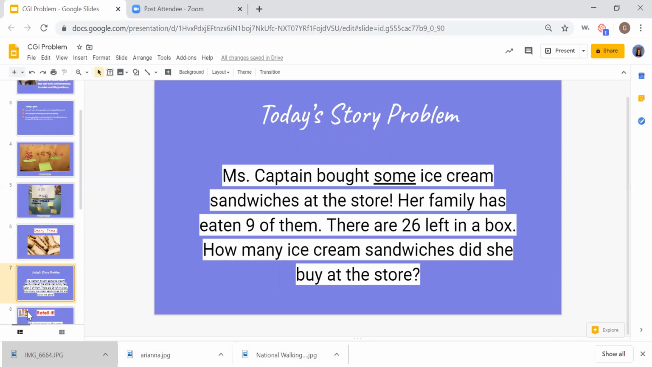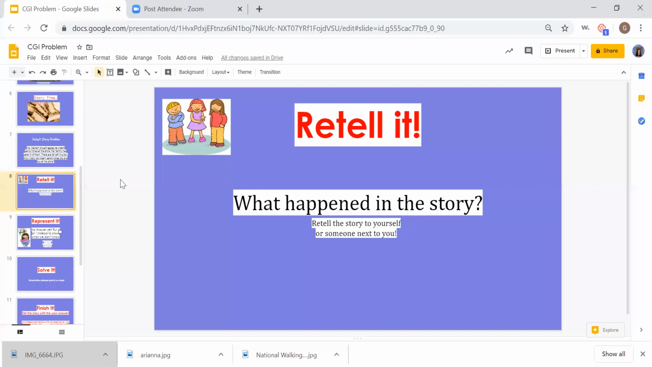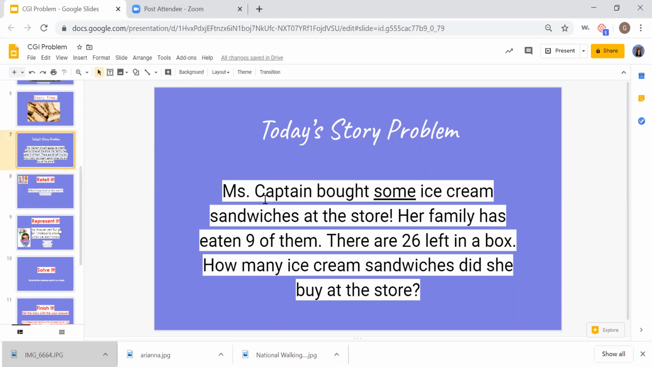Take a moment, and it's time to retell it. So what happened in the story? Retell the story to yourself or to someone next to you if you have someone working with you. Pause the video while you retell it. All right, so now that we've retold the story, I'm going to say it one more time. Miss Captain bought some ice cream sandwiches at the store. Her family has eaten 9 of them. There are 26 left in the box. How many ice cream sandwiches did she buy at the store?